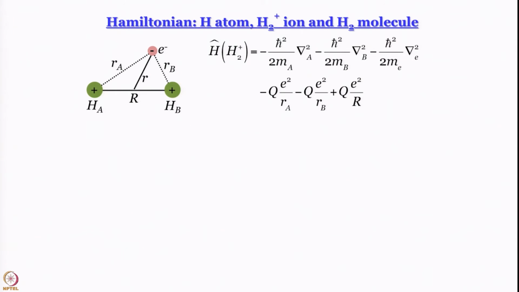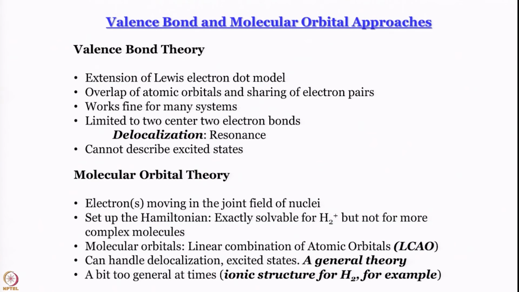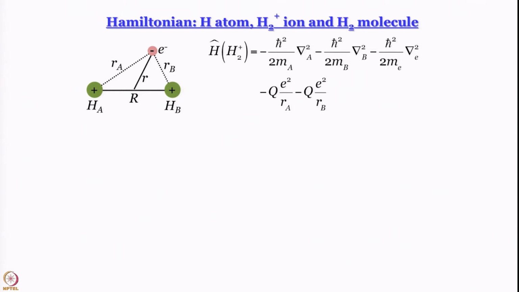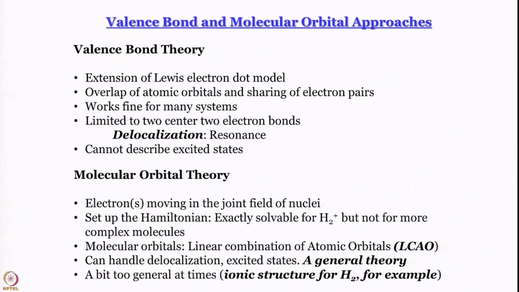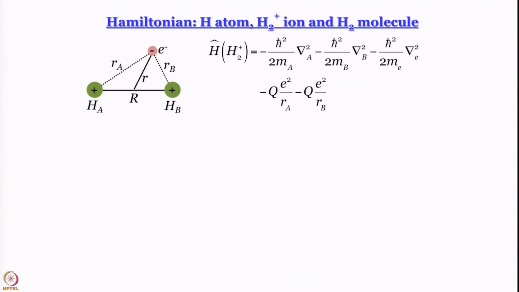Now let us write the Hamiltonian, and to write the Hamiltonian we will start with a hydrogen atom. Even though valence bond theory has no scope for discussing the H2 plus ion, we will write the Hamiltonian for the H2 plus ion just because it has fewer terms, and then we will go on to the H2 molecule. So, this is something that is very familiar to us, right.